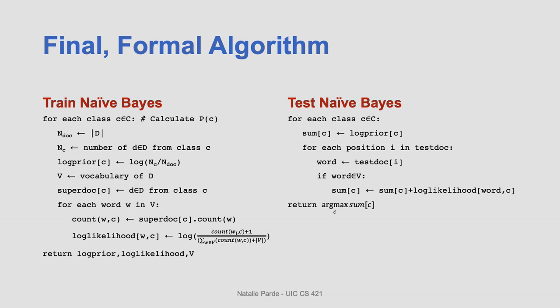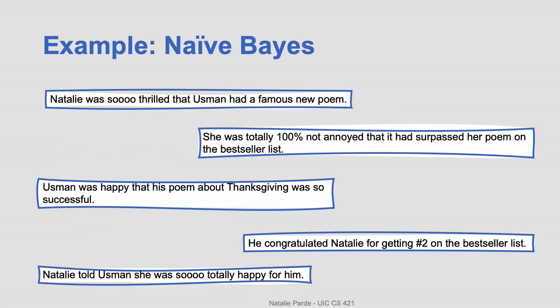And then we'll add that to our running total since we're working in log space. If we weren't, we'd multiply it with our running product. Finally, once that process has been done for each class, we just select the class with the highest running total. I'll go through an example now to show how this algorithm works in practice.